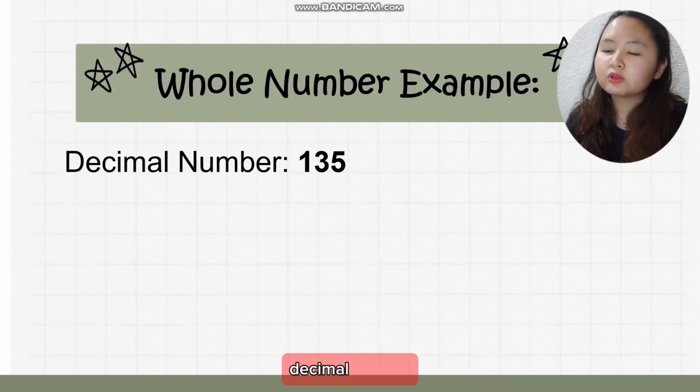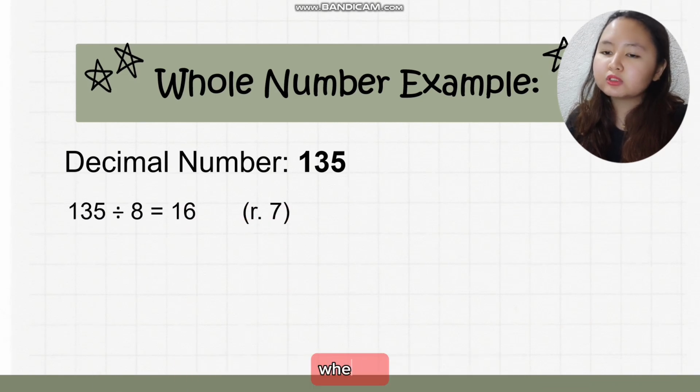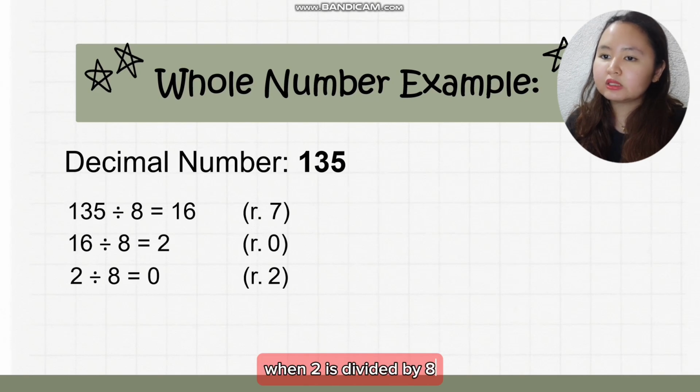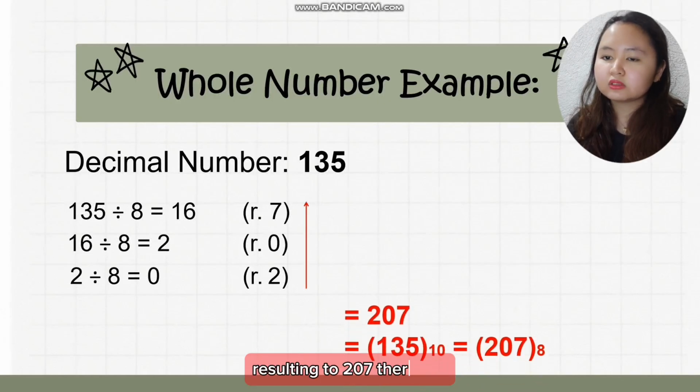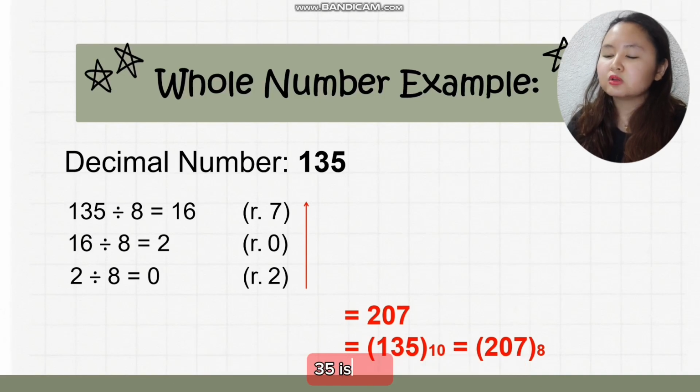Decimal number 135. Divide repeatedly by 8 until it becomes 0. When 135 is divided by 8, the quotient is 16 and the remainder is 7. When 16 is divided by 8, the quotient is 2 and the remainder is 0. When 2 is divided by 8, the quotient is 0 and the remainder is 2. Now write down the remainders in reverse, resulting in 207. Therefore, the octal equivalent of the decimal number 135 is 207, or 135 in base 10 is equal to 207 in base 8.